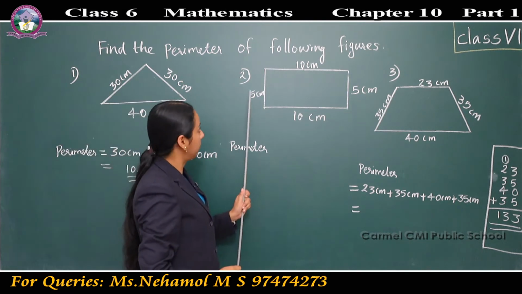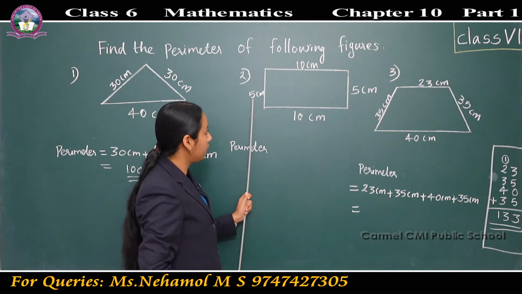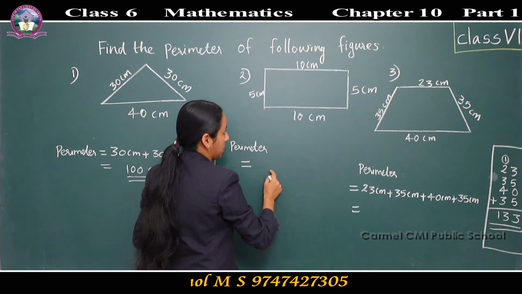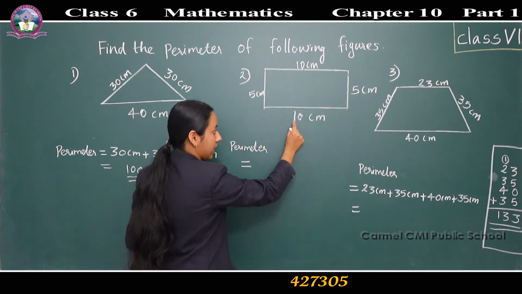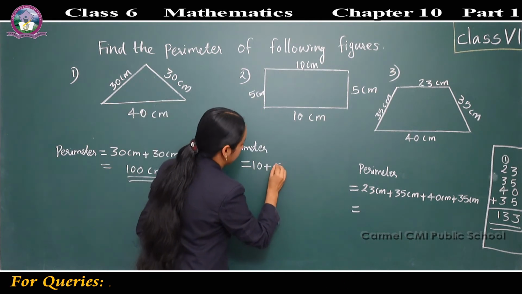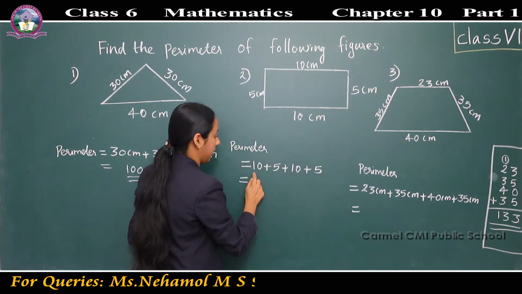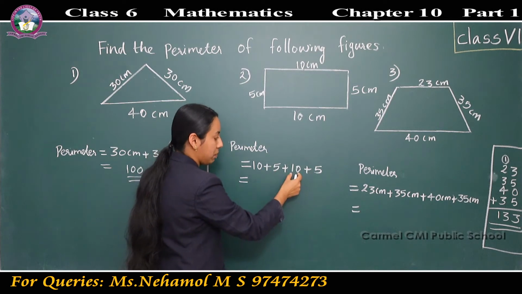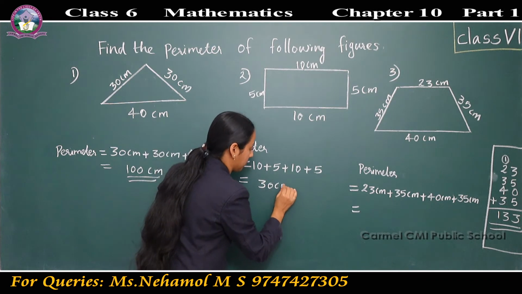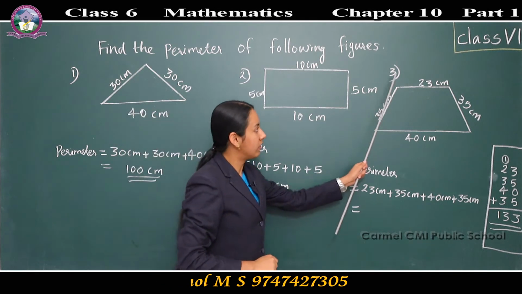Now consider the second figure. 10 centimeter, 5 centimeter, 10 centimeter, 5 centimeter. Then perimeter is equal to 10 centimeter plus 5 centimeter plus 10 centimeter plus 5 centimeter. Then 10 plus 5 is 15. 15 plus 10, 25. 25 plus 5, 30 centimeter. Measurements are given in centimeter. So, 30 centimeter.